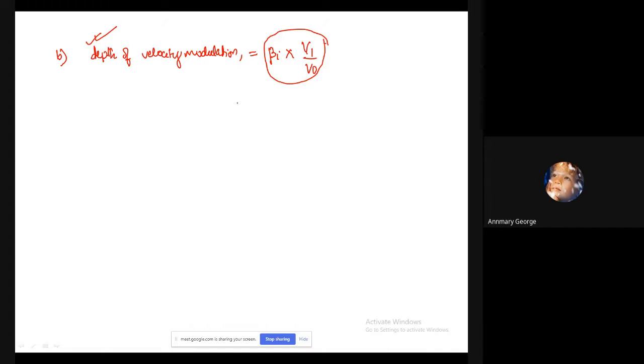Then substitute it. We got the value of beta I as 0.553, into V1 by V0, which is 100 by 2000. Therefore, what is the depth of velocity modulation? It is 0.027. Okay, have you written this much?